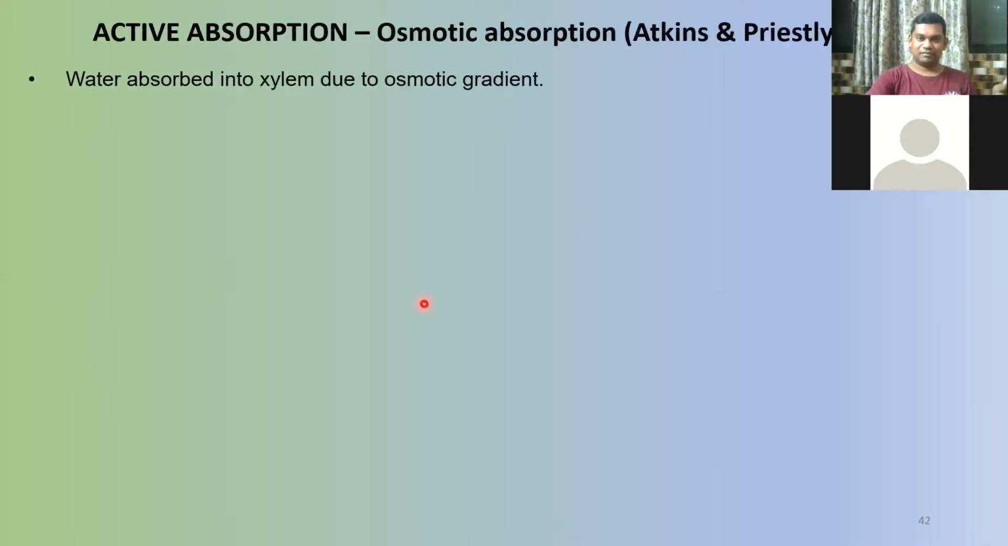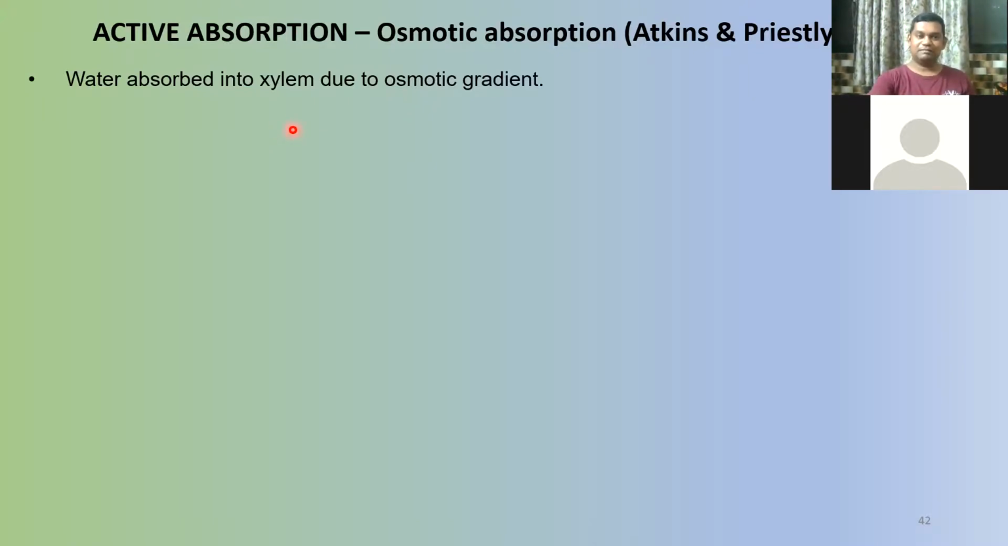Now active absorption. Active absorption में two types as I said, osmotic and non-osmotic. Osmotic absorption was explained by Atkins and Priestley in 1922. Remember that. Osmotic absorption. So here, because of an osmotic gradient, the water is absorbed into the xylem.